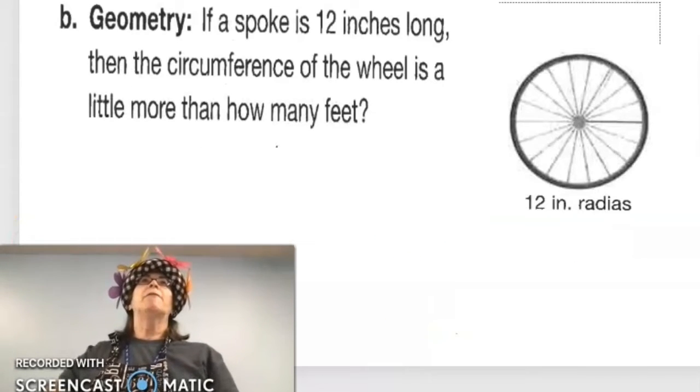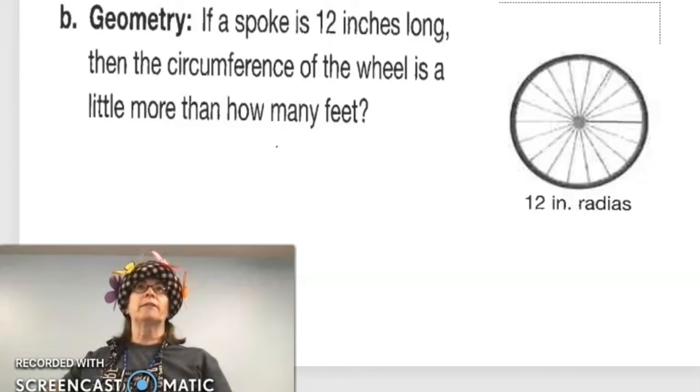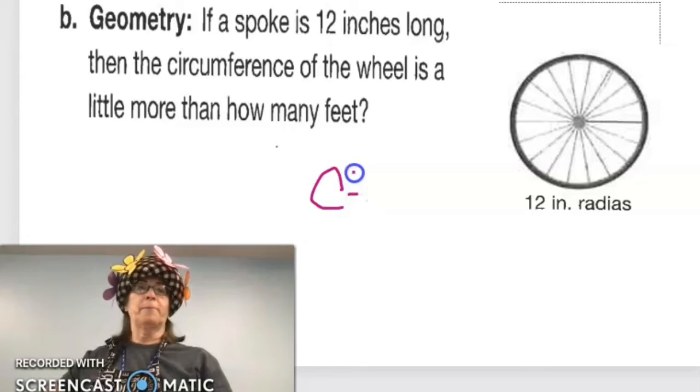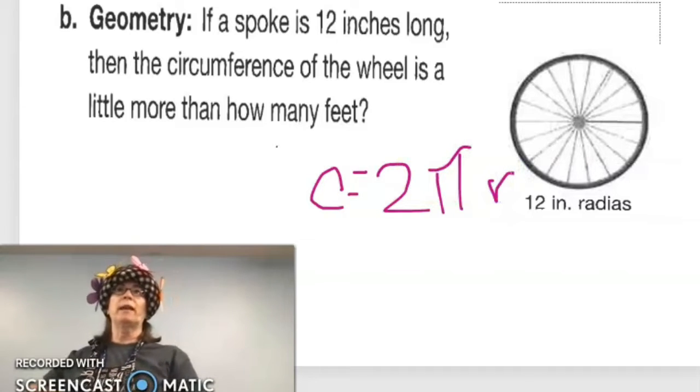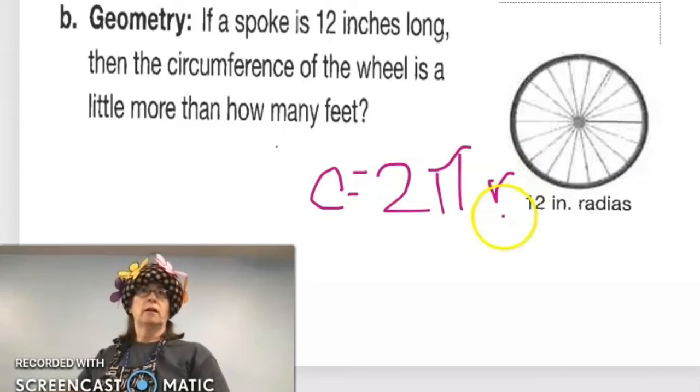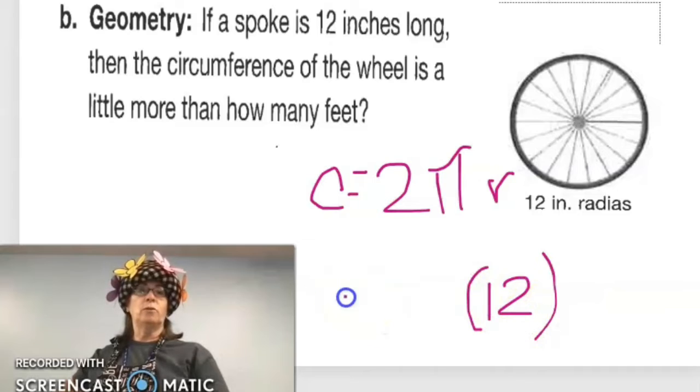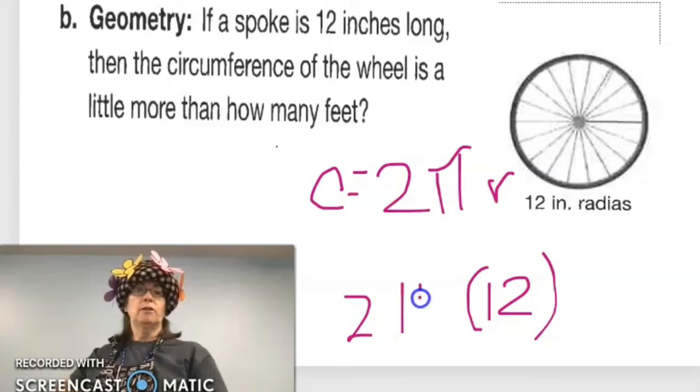Okay, B. If a spoke is 12 inches long, then the circumference of the wheel is a little more than how many feet? Circumference equals 2 pi r. So what is the r? 12 inches. The radius is 12 inches. So we have 2 pi 12.